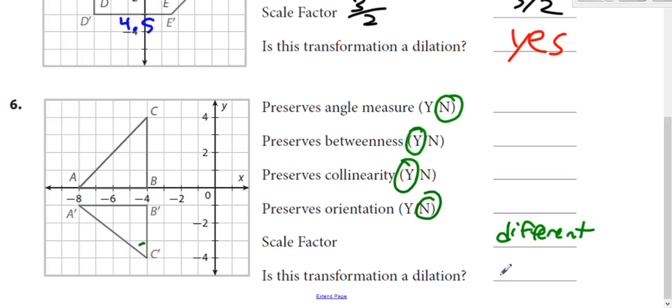So it doesn't have a scale factor because it is not a dilation. You knew that right away because angle measures were different and orientation was different. This is like a reflection that they messed up on.